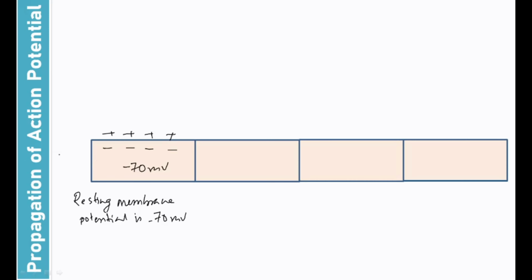-55 millivolt. So when a signal arrives, due to this signal, membrane potential reaches -55 millivolt. Then what is happening? Then voltage gated channels open. As a result, what is happening? Voltage gated sodium channel, clear?